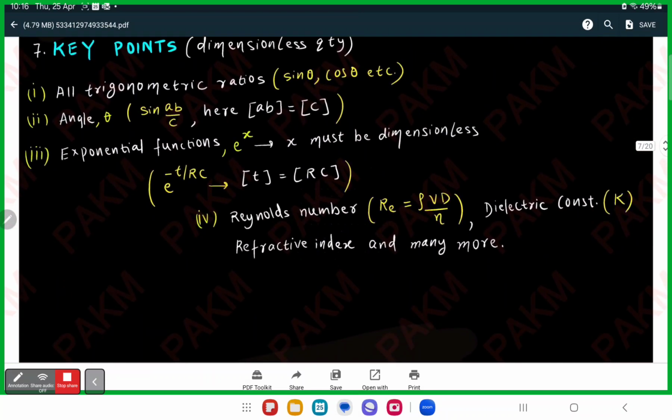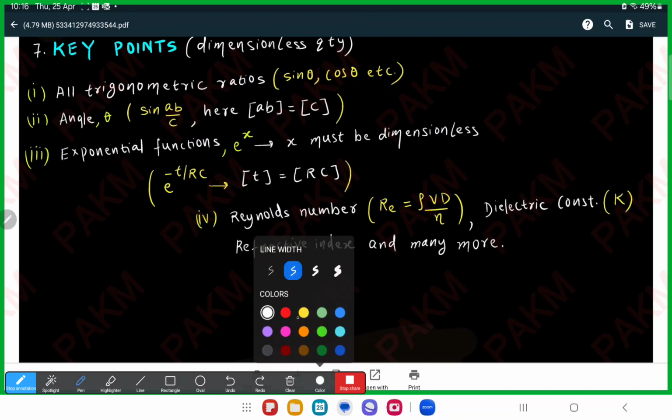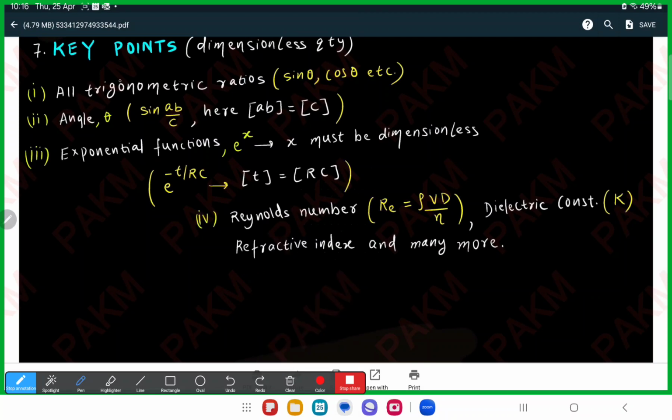Now next key points that you had better remember with all trigonometric ratios, sin theta, cos theta. Fine. All trigonometric ratios, the theta having dimension M0 L0 T0, because this is a function. Sin theta is equal to sin a by b. So once again we can say a by b is equal to c. So dimension of a is equal to c. That is 1 that we got.